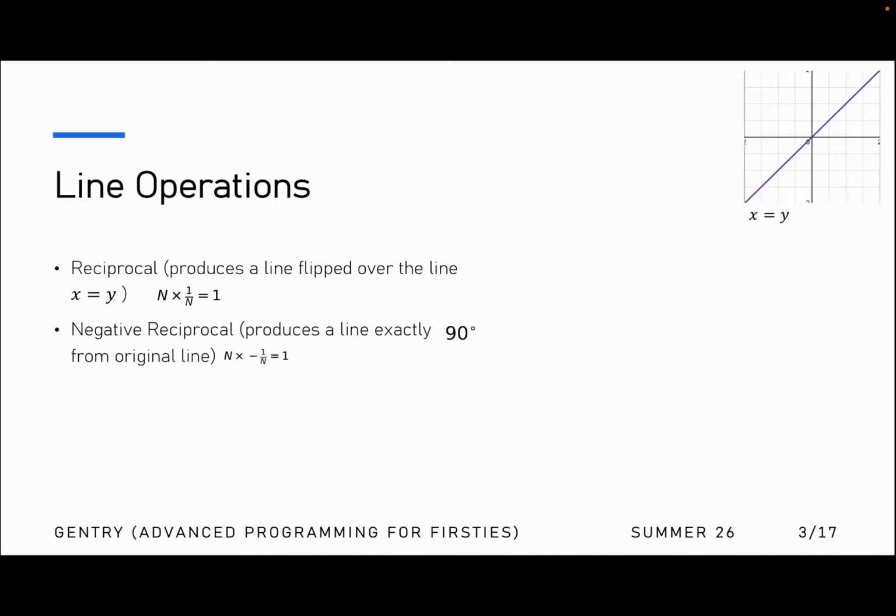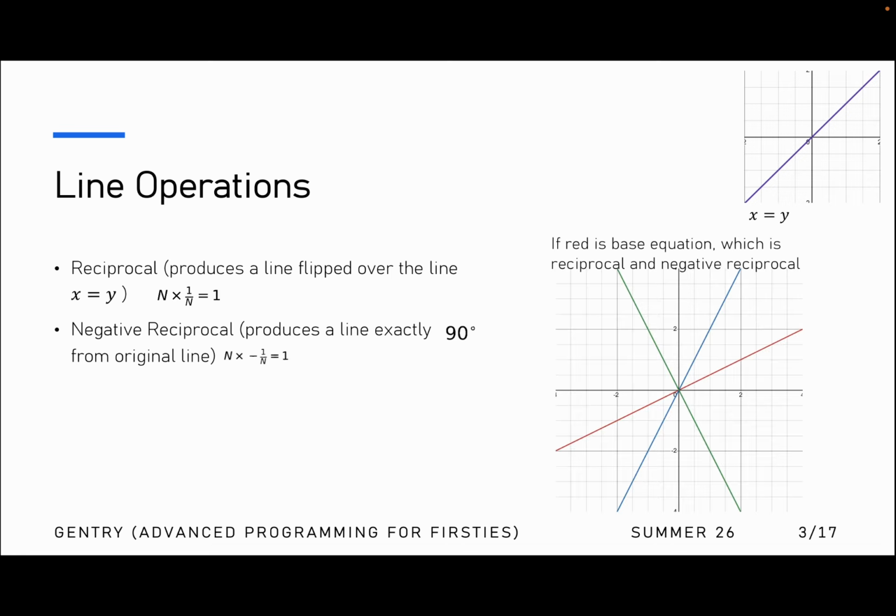So for some line operations, these are some cool things we can do with a line. If we take the reciprocal of a line, we produce a flipped line over x equals y, which is shown up in this top corner, which basically just flips it. Then we can take our negative reciprocal, which produces the line at exactly 90 degrees from the original line.